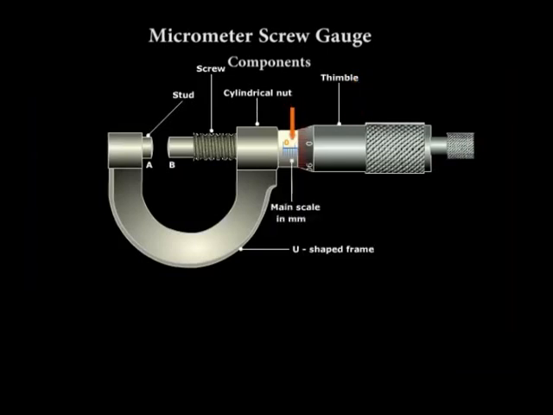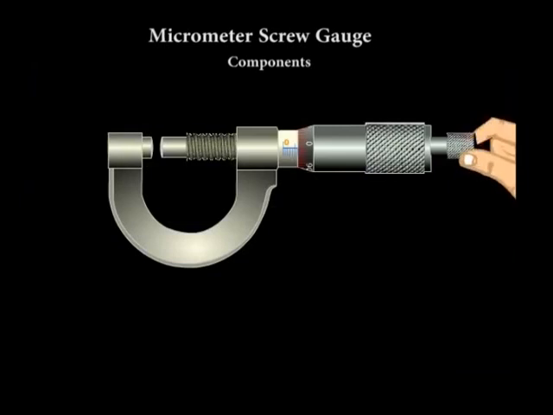A reference line graduated in millimeters is drawn on the cylinder or sleeve attached to the nut. This is the main scale. The hollow cylinder or thimble is also graduated and is divided into equal parts, generally 50 or 100 parts. This graduated part of the hollow cylinder is known as the head scale or the circular scale. There is a ratchet attached to the screw. The ratchet is used to turn the screw. The object whose thickness is to be measured is placed between the anvil and the flat end of the screw.